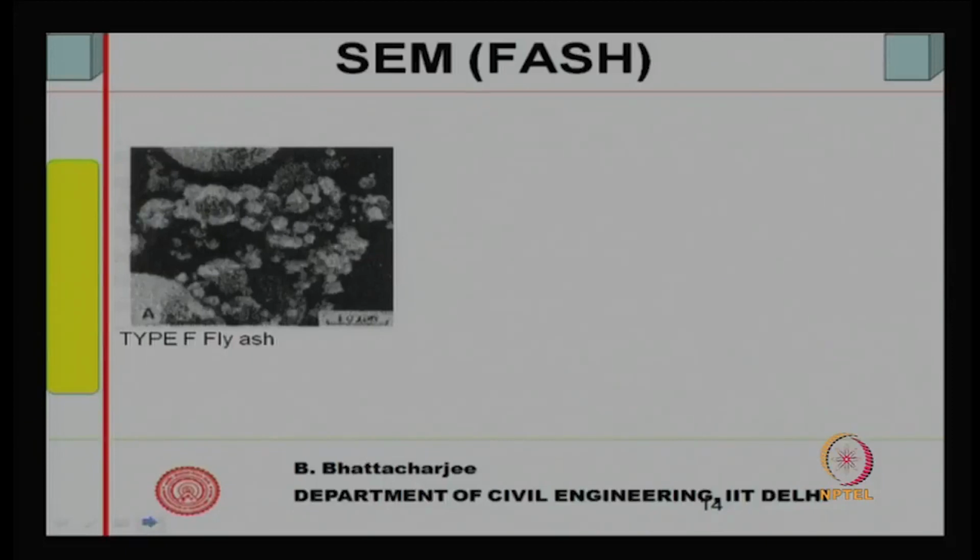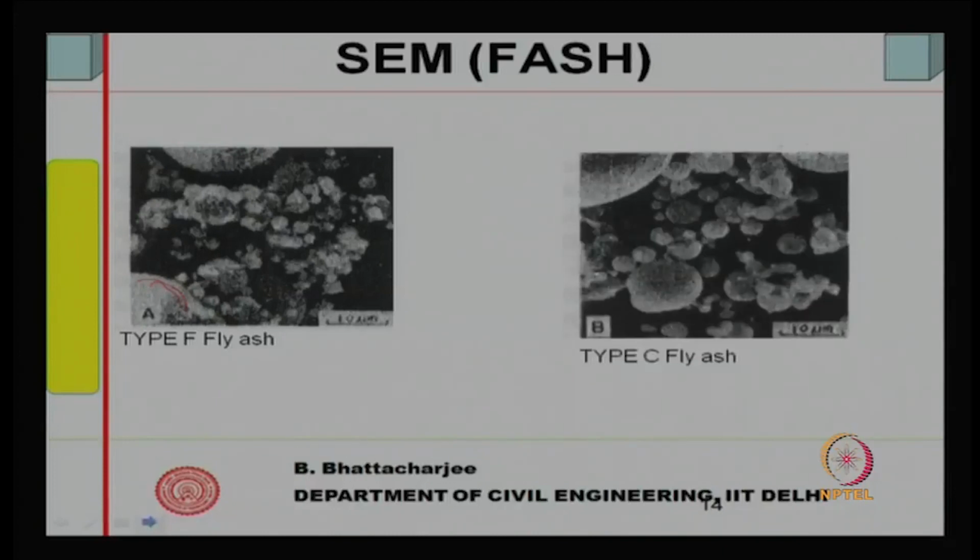Now, if you look at the scanning electron micrograph of fly ash, you will actually see spherical particles. The white ones are spherical particles of the fly ash. Generally they show spherical particles, type C or type F fly ash, both fly ashes are spherical in nature, as you can see here, rounded shape. So, fly ash particles are rounded in shape.